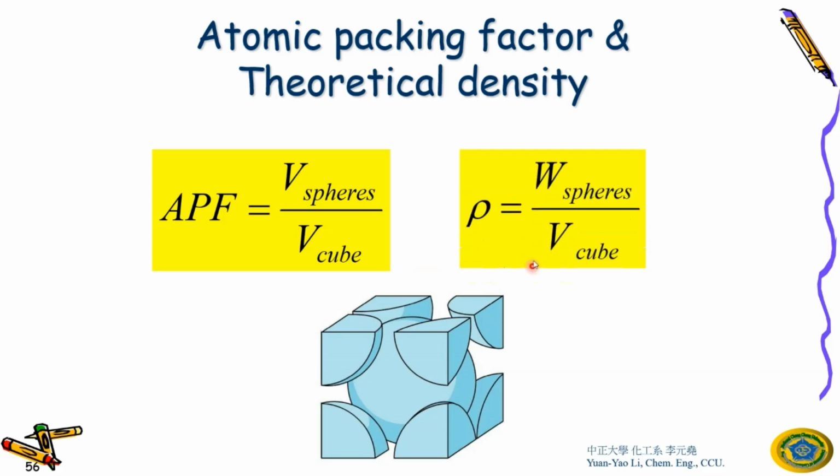But for the density, it's weight per volume. As you can see, here is the same volume, right? The only difference is that APF talks about the volume, while density talks about the weight.